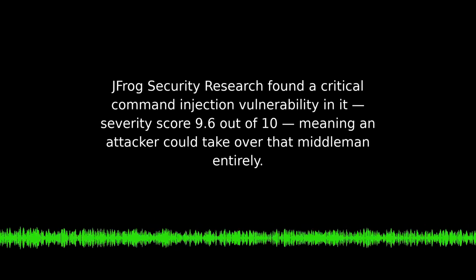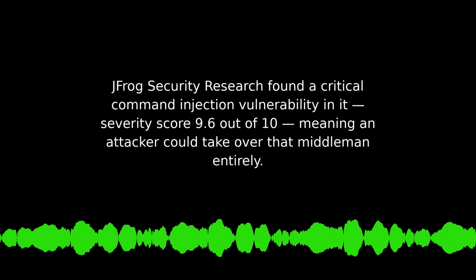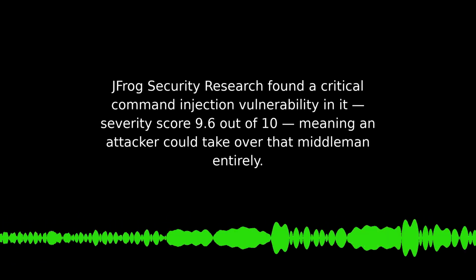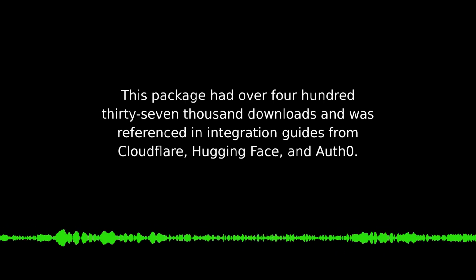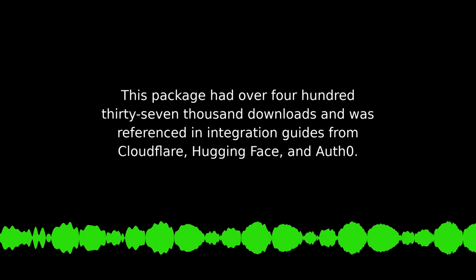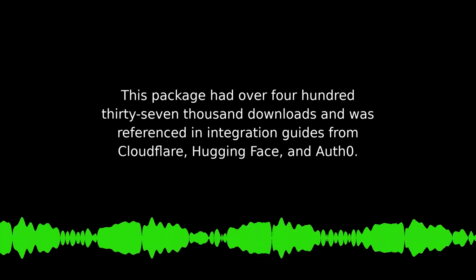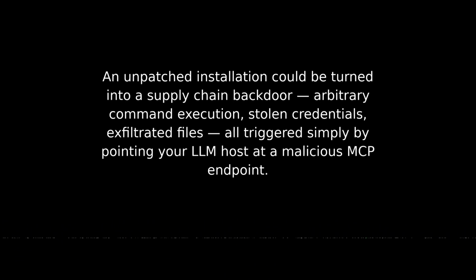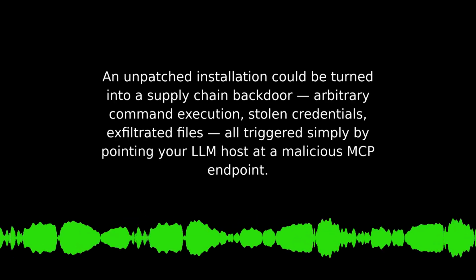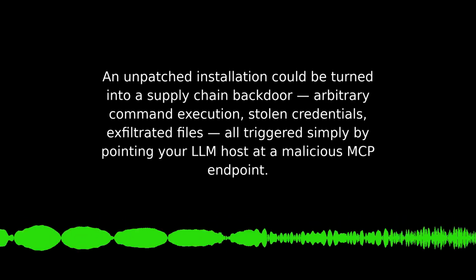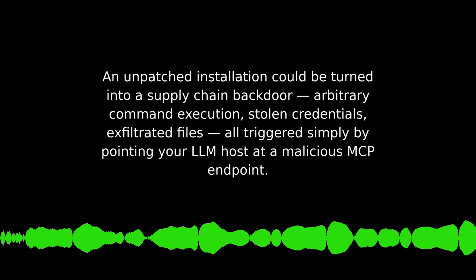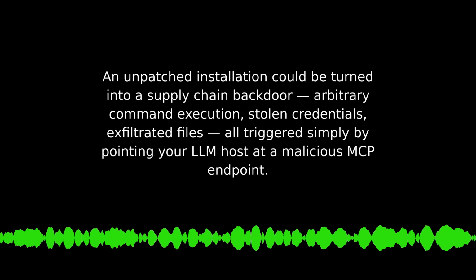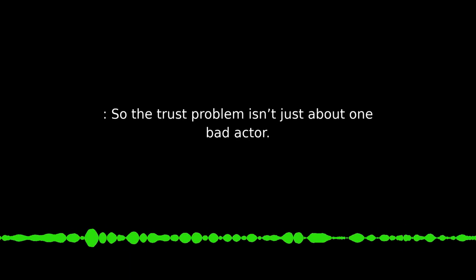JFrog Security Research found a critical command injection vulnerability in it. Severity score 9.6 out of 10, meaning an attacker could take over that middleman entirely. This package had over 437,000 downloads and was referenced in integration guides from Cloudflare, Hugging Face, and Auth0. An unpatched installation could be turned into a supply chain backdoor. Arbitrary command execution, stolen credentials, exfiltrated files, all triggered simply by pointing your LLM host at a malicious MCP endpoint.